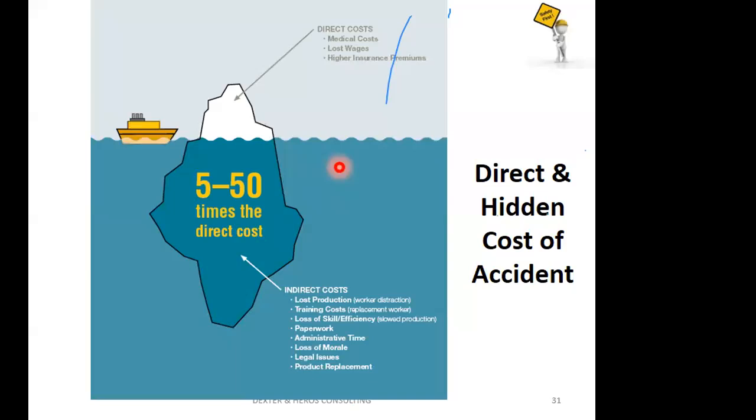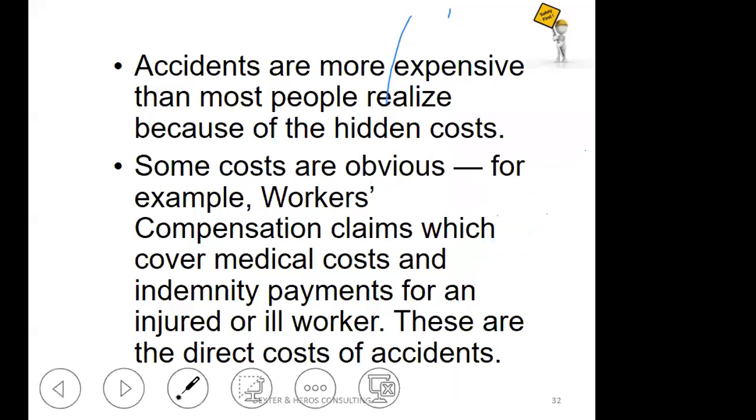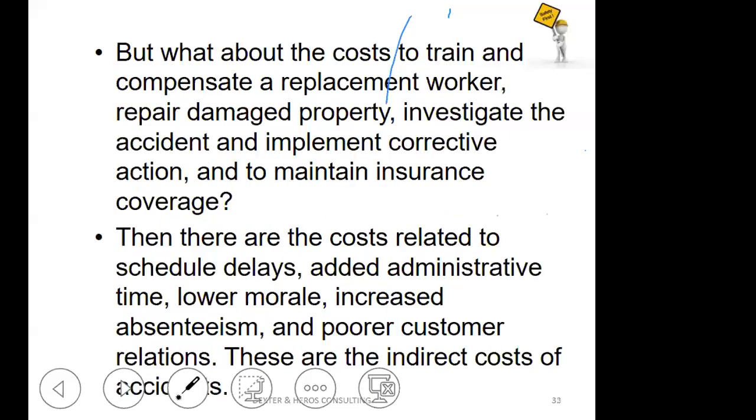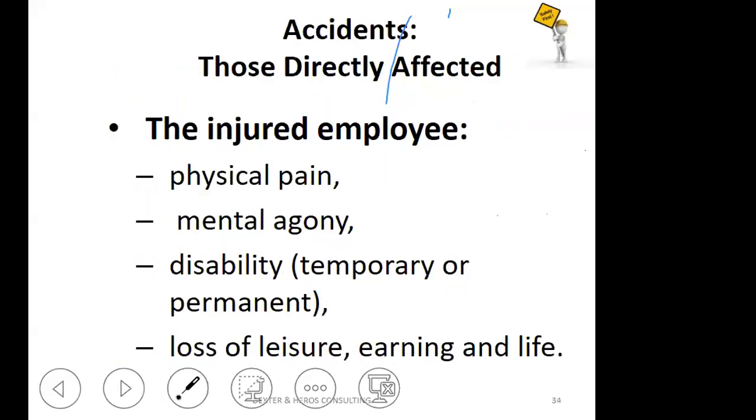So the effect of accidents that we don't see is far greater than the ones that we see. So we say accidents are very expensive. Is it compensating workers? Is it in terms of replacing equipment that have been lost or whatever? There are people who receive direct effect of this accident. There are people who receive indirect effect. The injured employee is directly affected.